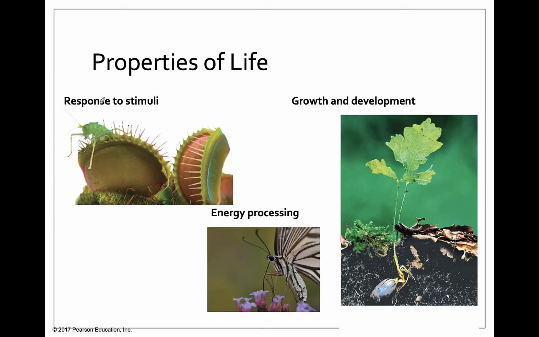Living things also need to respond to stimuli. You can see this Venus flytrap here, and there's a little grasshopper looking dude right in there. So Venus flytraps actually have little hairs called trigger hairs on the inside of here. And when the fly, where's my fly, walks onto those trigger hairs, it creates a stimulus. And the response to that stimulus is that the Venus flytrap closes its mouth. And then it uses digestive enzymes and it breaks the fly or the grasshopper down for its nitrogen.